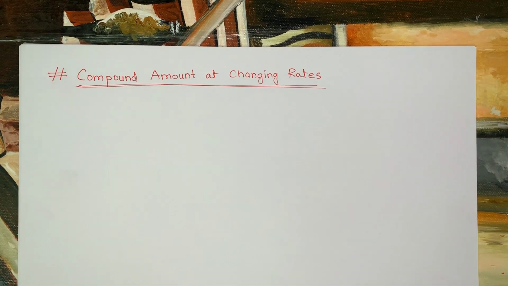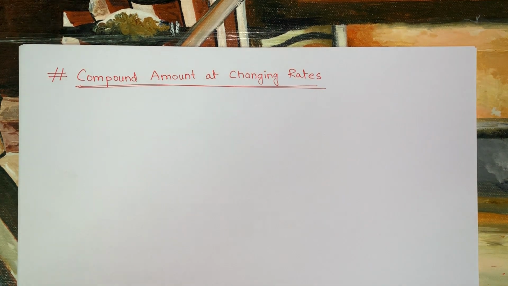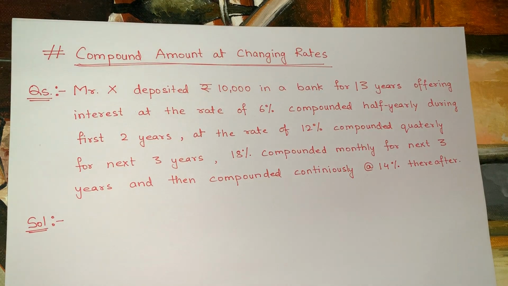Now the next topic is compound amount at changing rates. Now what does this mean? This means that in the initial years we will be charging a different rate, in the middle years we will be charging a different rate, and then in the later years we will be charging different rates. So there will be 3 or 4 or 5 different rates which we will be charging in different periods at different intervals. So let's understand this concept by an example.